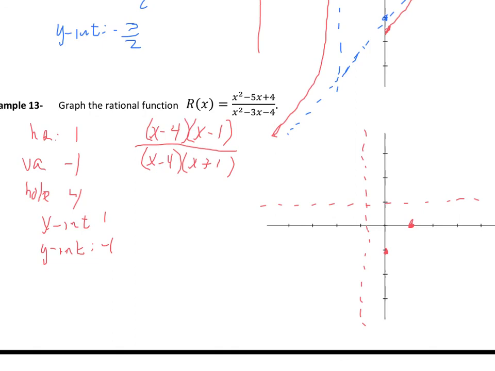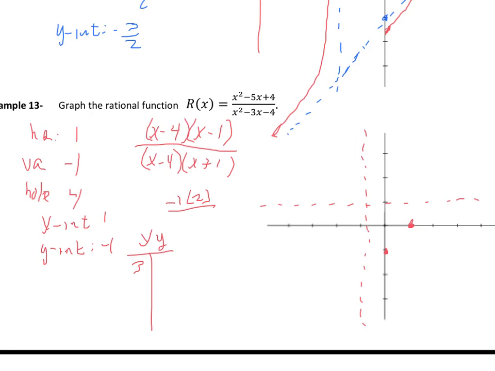Okay, let's pick some points. So let's pick x equals 3. So if x is 3, 3 minus 4 is negative 1. 3 minus 1 is 2.